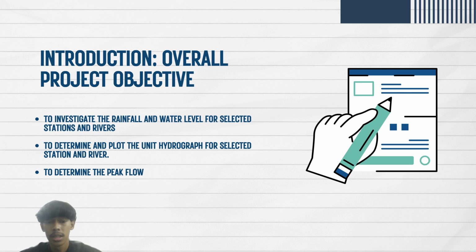overall flow patterns. So our objective is to investigate the rainfall and water level for selected stations and rivers, to determine and plot the unit hydrograph for selected stations and rivers, and lastly to determine the peak flow.